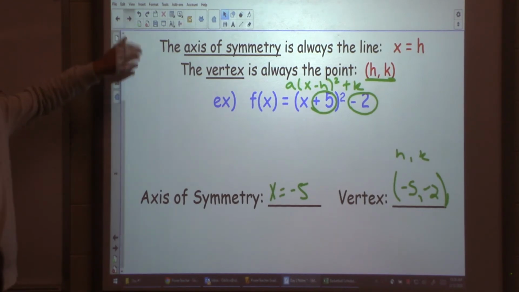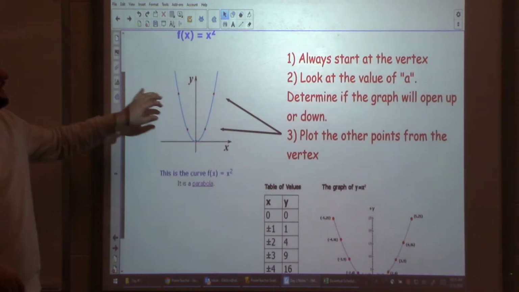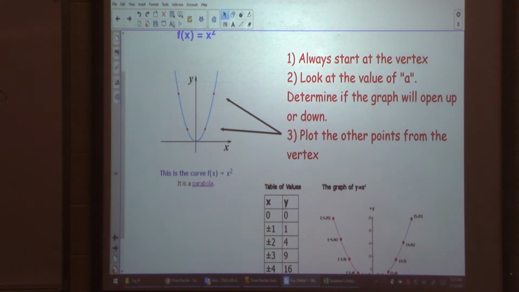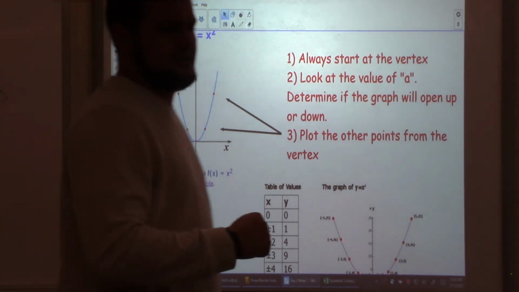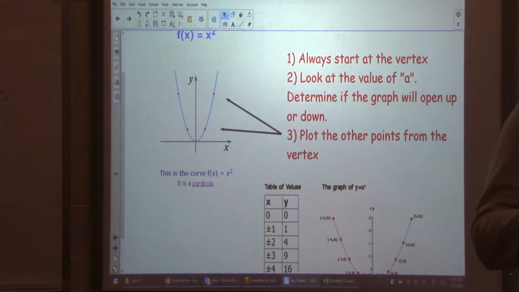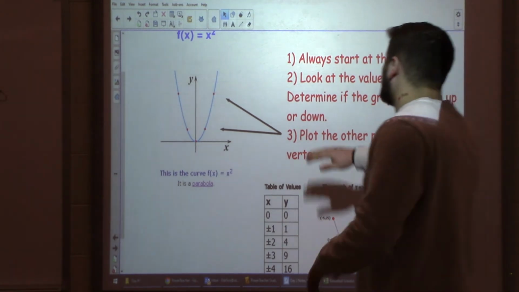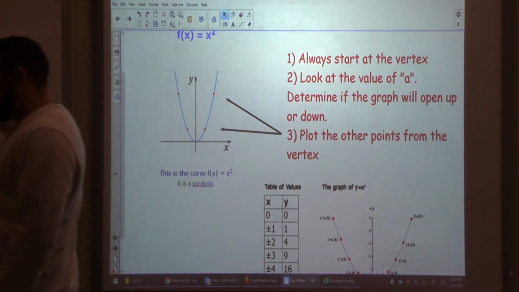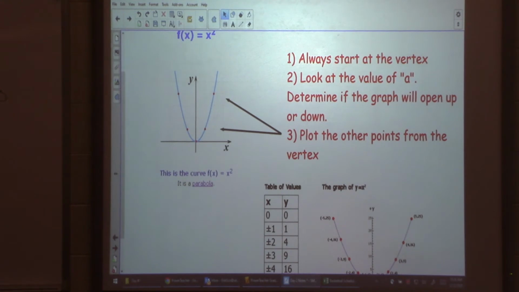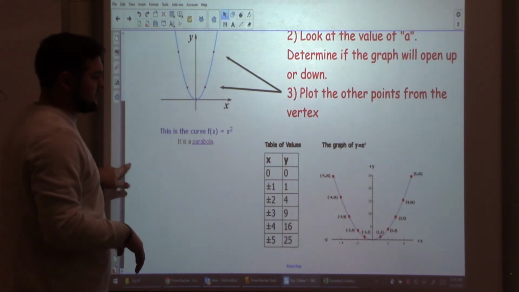Okay, I'm going to talk very briefly about this slide. It does have some good steps, right? The steps to graphing. Look at your vertex, start with that. If you do anything at all, start with your vertex. Do that right, because if your vertex isn't right, nothing else is going to be right, because everything builds off the vertex. So make sure you find your vertex correctly. Step 2, look at the value of a, determine if it's going to open up or down. We'll also do that when we do our plug and chug to find our other points. And plot the other points from the vertex.